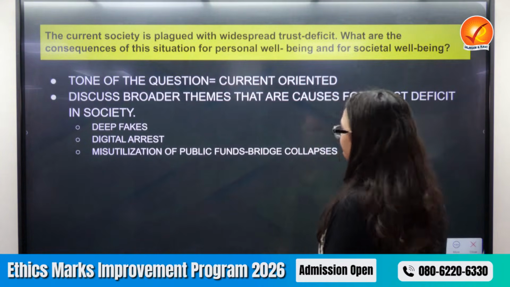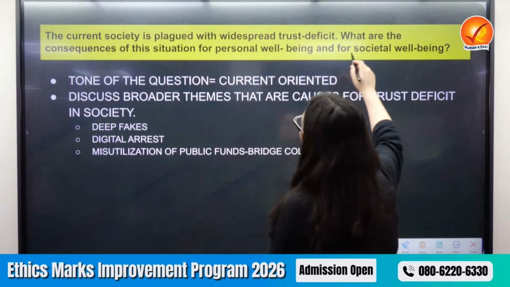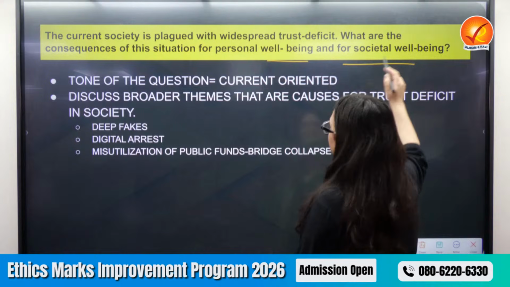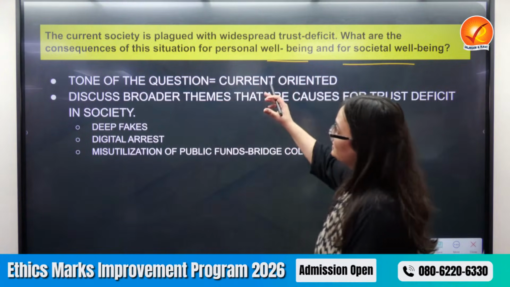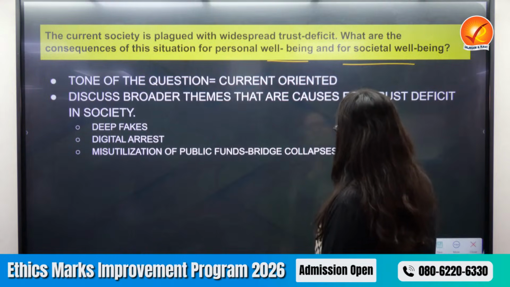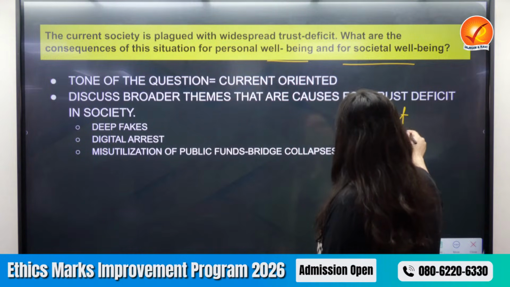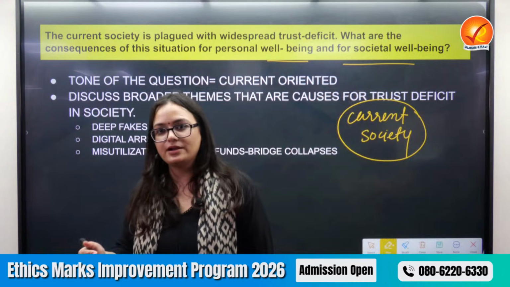Take this example. The current society is plagued with widespread trust deficit. What are the consequences of this situation for personal well-being and for societal well-being? Current society, how is the question asked? Does this question have a current tone to it? The question has a current tone to it.